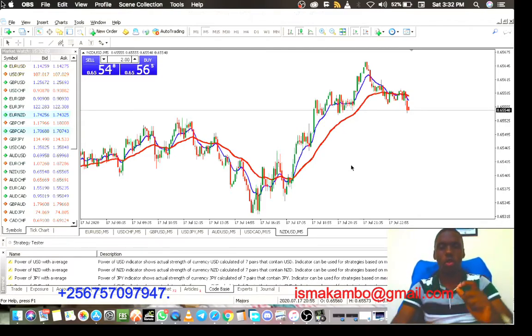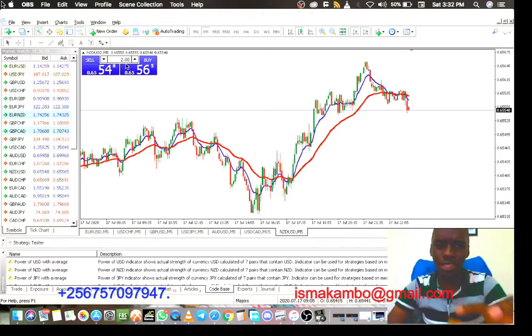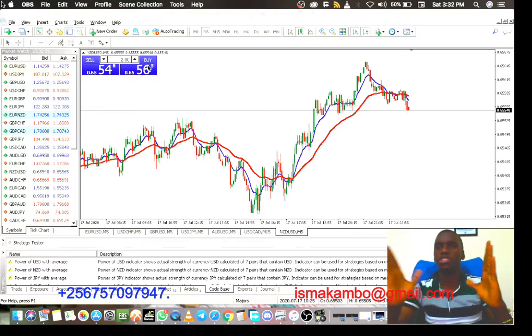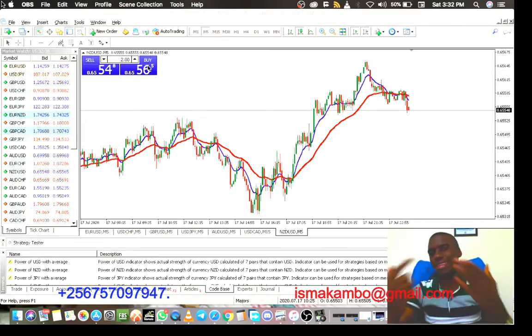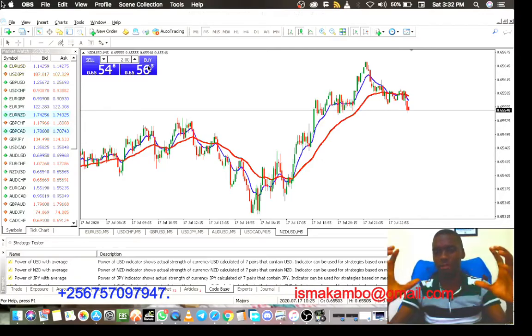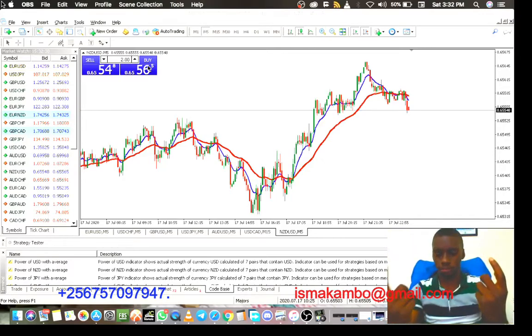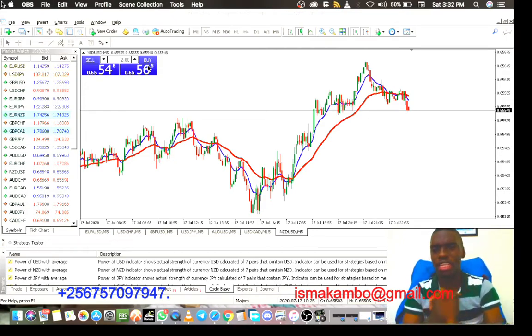Okay, so when it comes to the lot size, we have different categories of lot sizes. We have the standard, the mini, the micro, and the nano. So basically these are the types. Let's see how important the lot size is when we are trading.